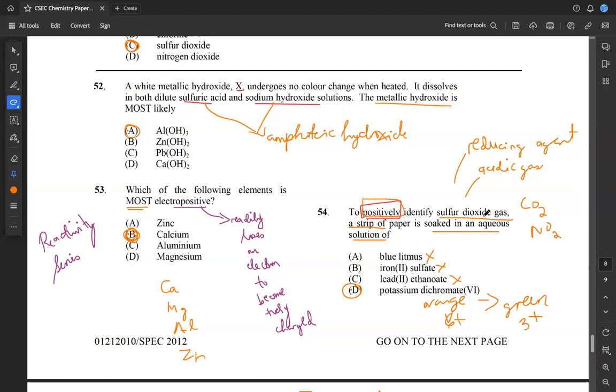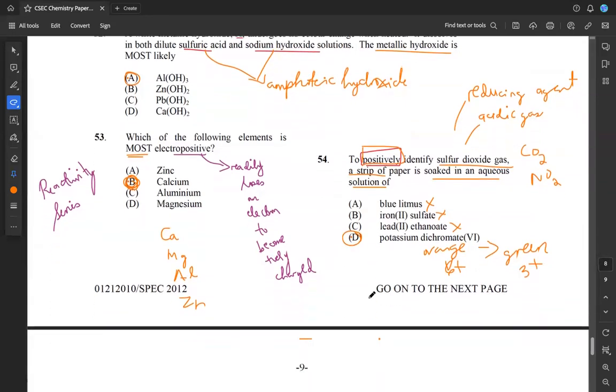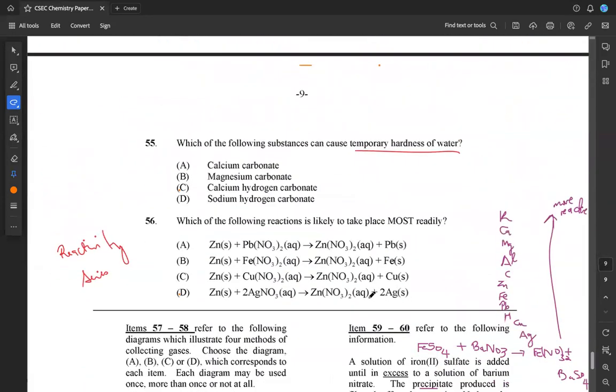So remember, when we're positively identifying something, we want a test that will say definitively that this is for sure sulfur dioxide. And this particular solution can tell us that, because sulfur dioxide is going to reduce it, and then we'll know for sure that that was in fact sulfur dioxide that we have, right? So moving along to 55.